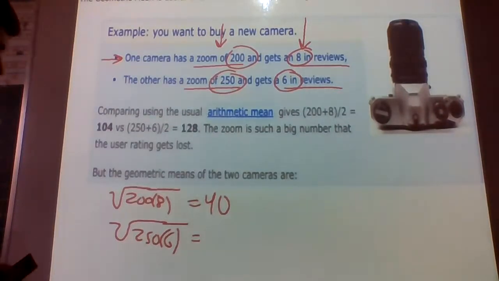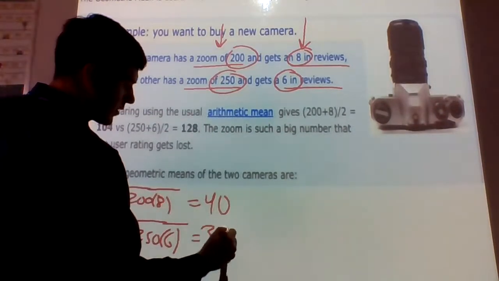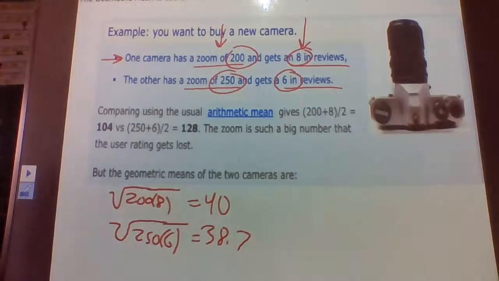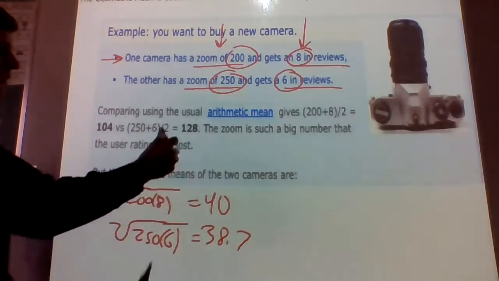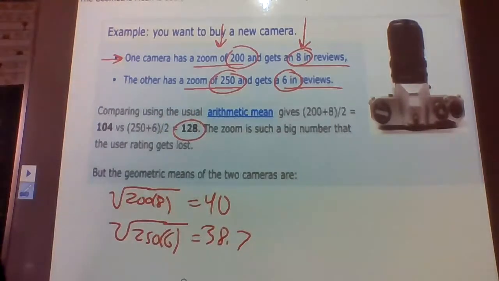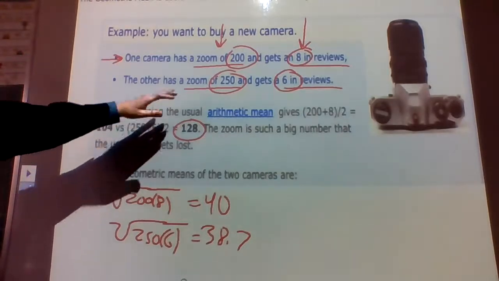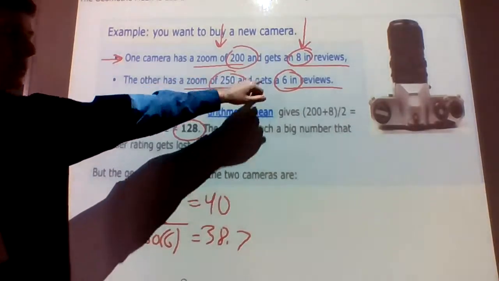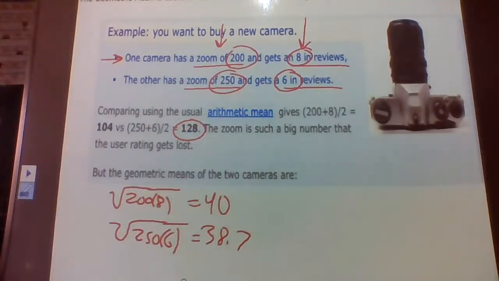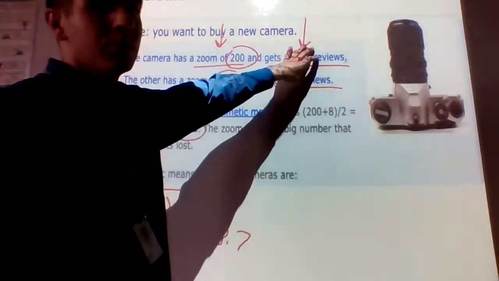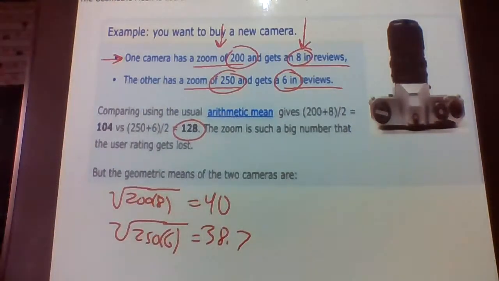Which is 38.7. Okay. So if you're using the arithmetic mean, you would want to have picked the second camera. But again, there's a problem with that because it's emphasizing the zoom more than it is the reviews, because the numbers for the zooms are much bigger than the numbers for the reviews. So if we do the geometric mean, it kind of makes things more proportional. And the value and the weight of the zoom and the reviews are equal. They're more proportional to each other.